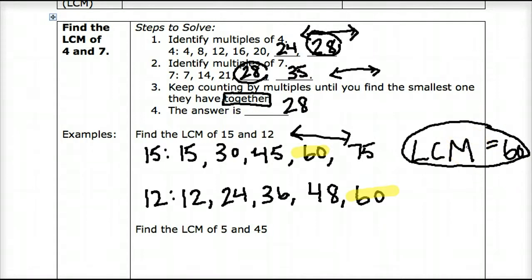Now, I want you to give the next one a try on your own before we check it together. It says to find the LCM of 5 and 45.